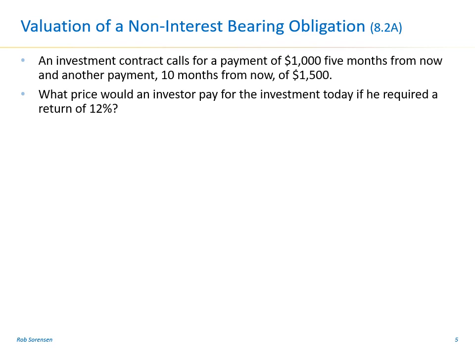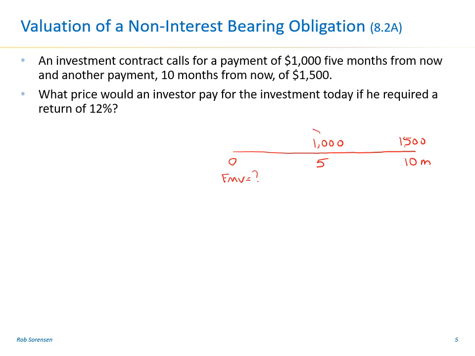Well, let's start by putting a little timeline together here for this one. Here we are today. We've got a payment in 5 months and another payment in 10 months that are going to happen. The one in 5 months said was $1,000, and the one in 10 months was $1,500. We want to know what we would pay today. What's the fair market value, or what's the price today?